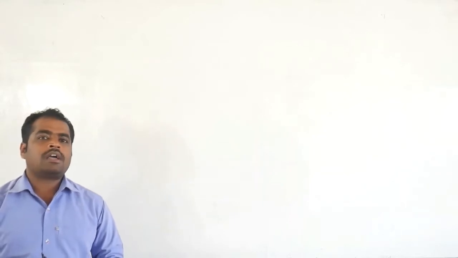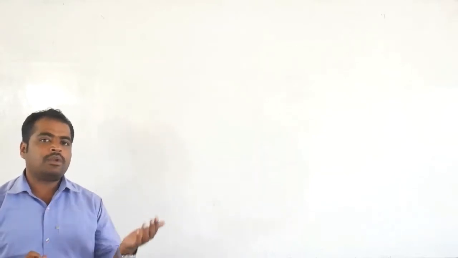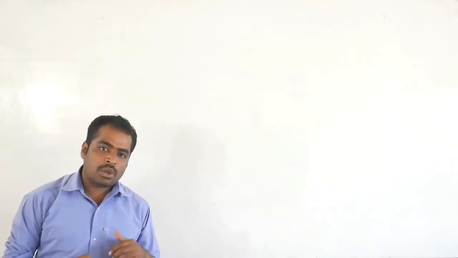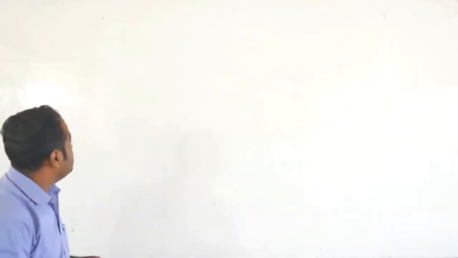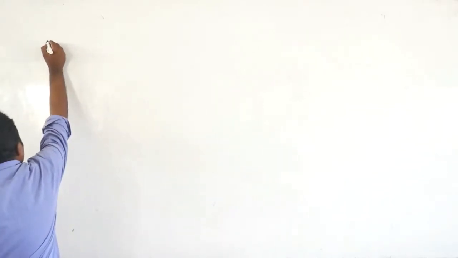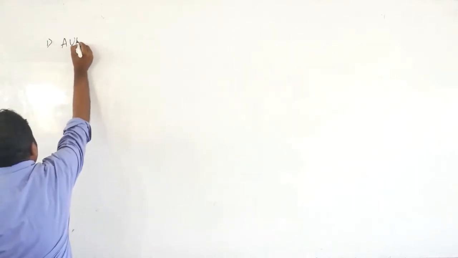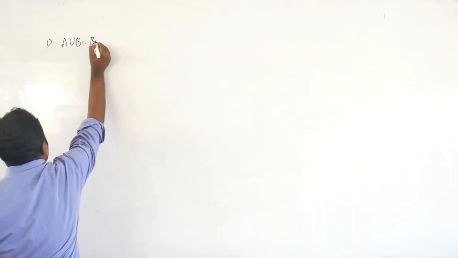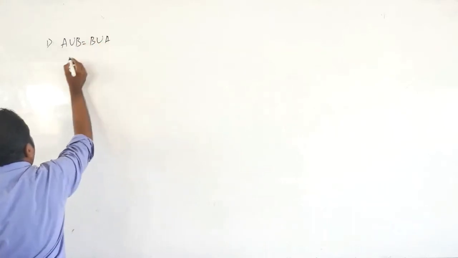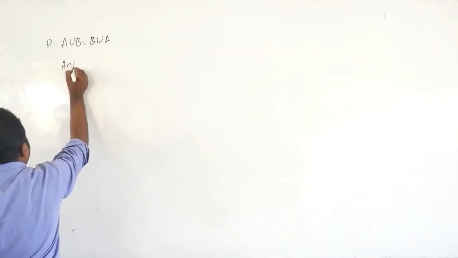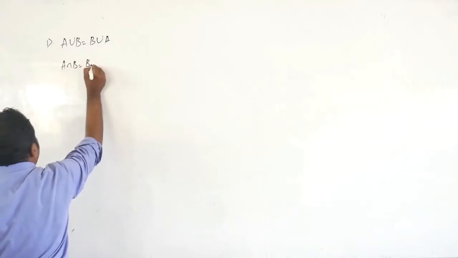Good morning, students. Last class we discussed commutative law, associative law, distributive law, and De Morgan's laws. Commutative means A union B is equal to B union A, and A intersection B is equal to B intersection A.